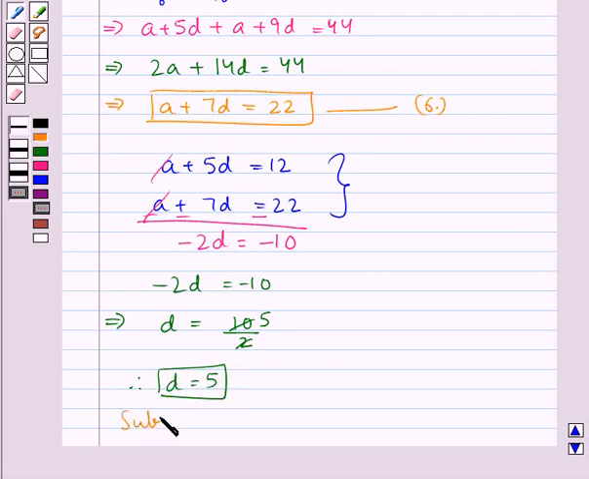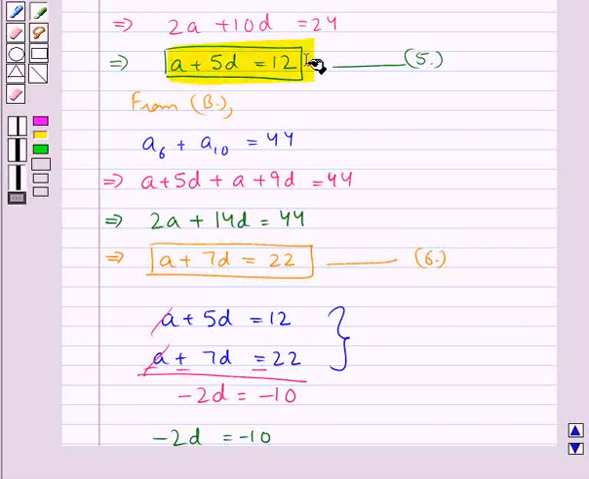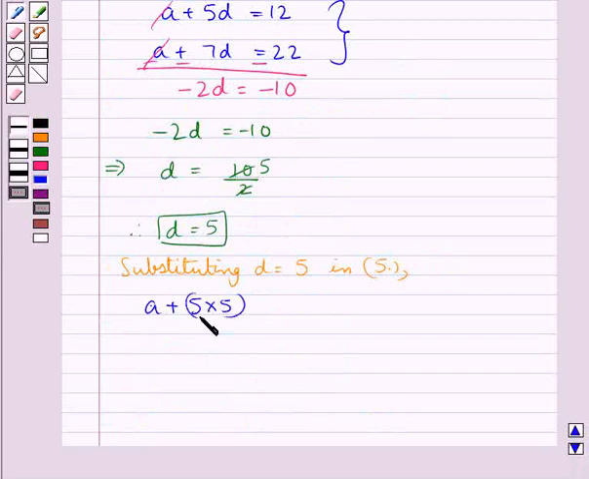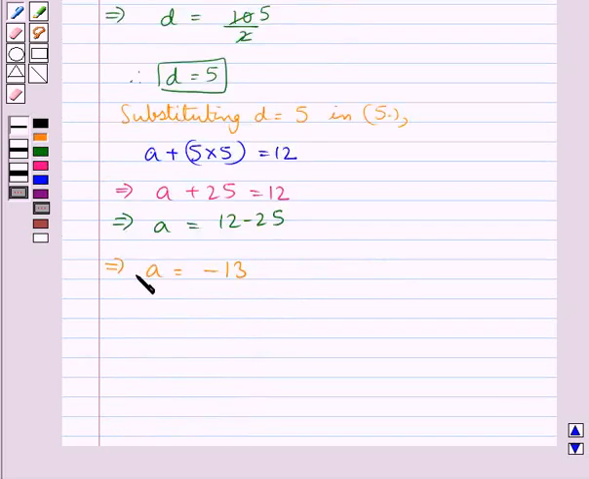Now substituting d equal to 5 in equation 5, that is this equation a plus 5d equal to 12. a plus 5d, that is 5 into 5 is equal to 12. a plus 25 is equal to 12. Or you have a is equal to 12 minus 25. This gives us a is equal to minus 13. Thus we get a equal to minus 13 and d equal to 5.